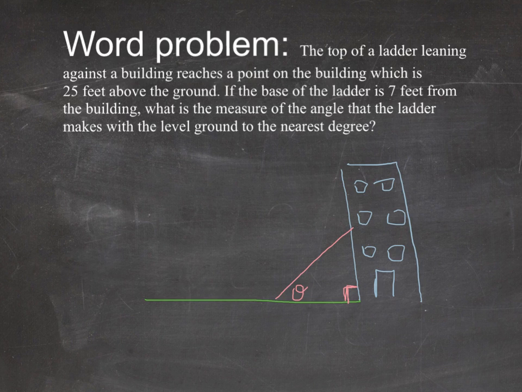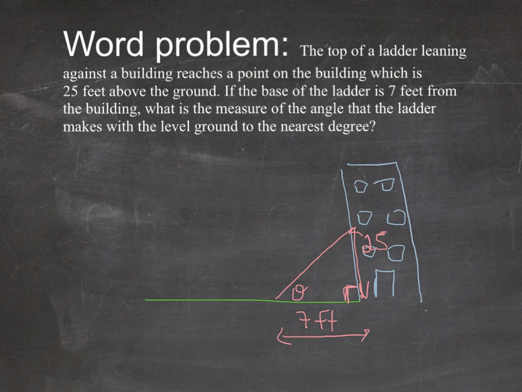And then I also know, they told me that the base of the ladder was 7 feet from the building. So I know that this is 7 feet from the base of the ladder to, so from here to here. And then I know the height that the ladder reaches on the building was 25 feet. So I see I have a triangle with two sides, the base being 7 and the height being 25, and I'm looking for this angle right in here.